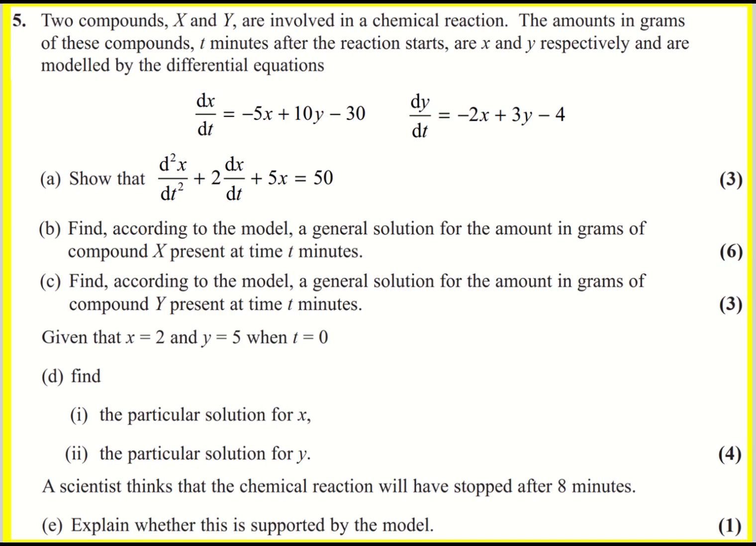Two compounds, X and Y, are involved in a chemical reaction. The amounts in grams of these compounds, t minutes after the reaction starts, are X and Y respectively, and they're modeled by these first order differential equations. However, they are coupled equations. The rate of change of X depends on Y, and the rate of change of Y depends on X.